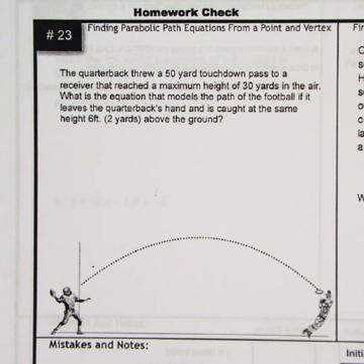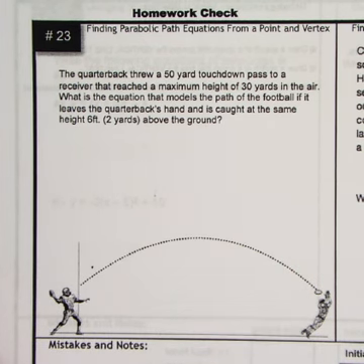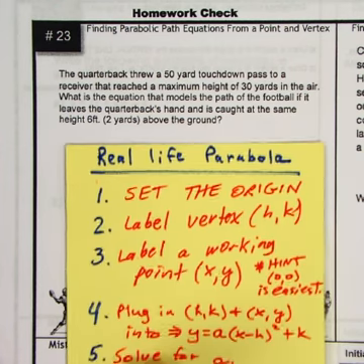In this video, we're going to take a look at target 23, finding the parabolic path equations for a point and a vertex. You guys, this is all about those real-life parabolas that we see. The key to this strategy is this 6-step process.